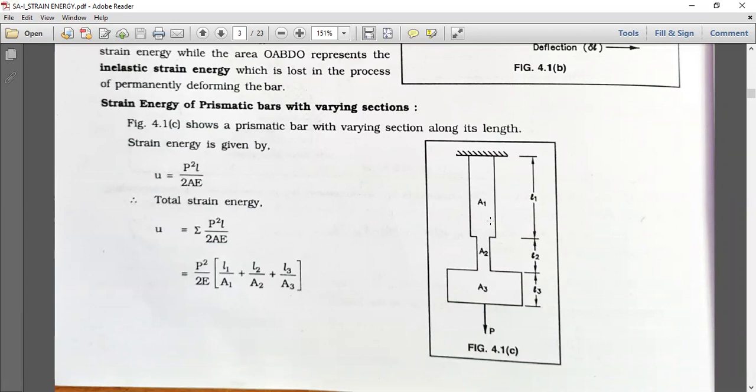Let us see the section shown in figure 4.1C, in which A1, A2, and A3, three of them, are of different material and have different dimensions. Now, strain energy is given by U equal to P squared L upon 2AE. Total strain energy is equal to the summation of P squared L upon 2AE, in which P squared upon 2E is common for each bar, but dimensions like length and area differ.